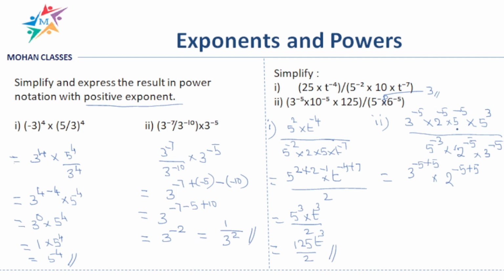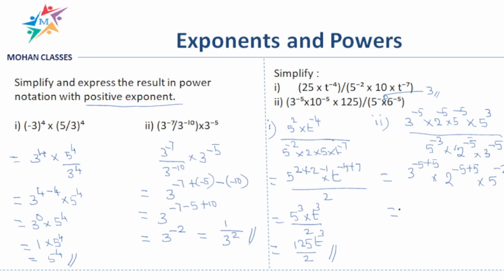And then 5 to the power of minus 5, 5 to the power of 3. So what will happen? 5 to the power of minus 2, right? Minus 5 plus 3 is minus 2. Here we have 5 to the power of minus 3. So this minus 3 will go as plus 3. That's it. We have sent all the denominator powers to the numerator.